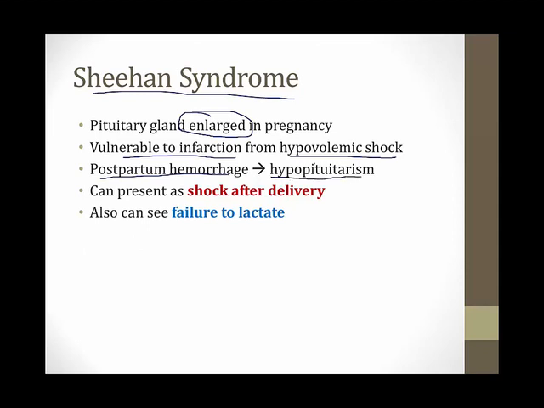If this is severe, it can present as shock after delivery from low cortisol levels. If it's not severe, it may present as a failure to lactate from loss of prolactin.